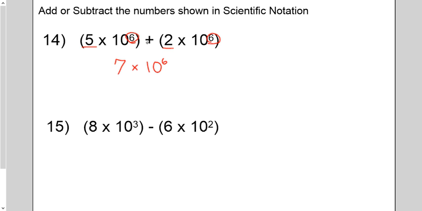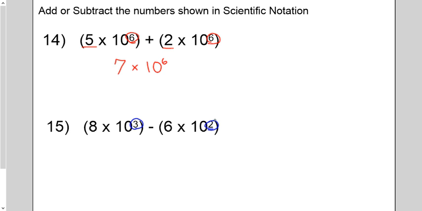Now, if it was subtract, if it was 5 times 10 to the 6th minus 2 times 10 to the 6th, we would just subtract, and it would be 5 minus 2 equals 3 times 10 to the 6th. So we keep our exponents the same. The trick is when your exponents, or your powers, are not the same.